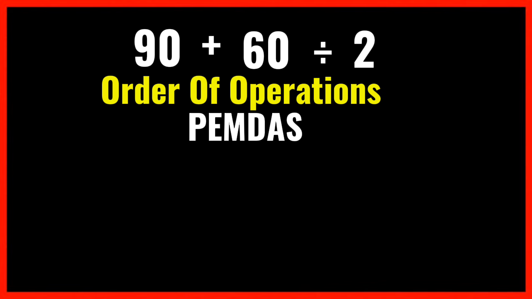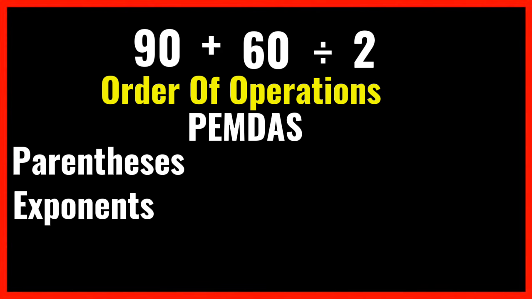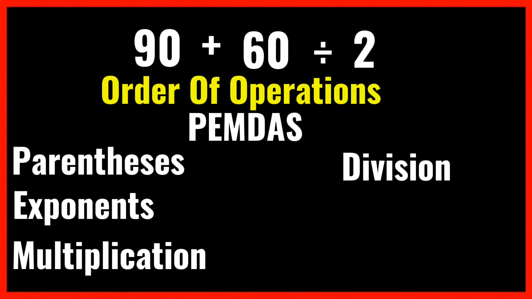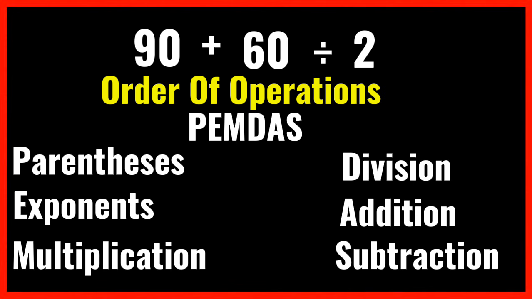So let's break it down step by step in a very clear way. PEMDAS stands for parentheses, exponents, multiplication and division, and addition and subtraction. And the key thing to remember is that multiplication and division are on the same level and are solved from left to right. And the same goes for addition and subtraction.